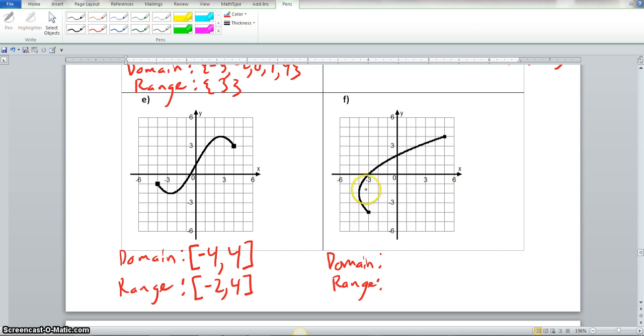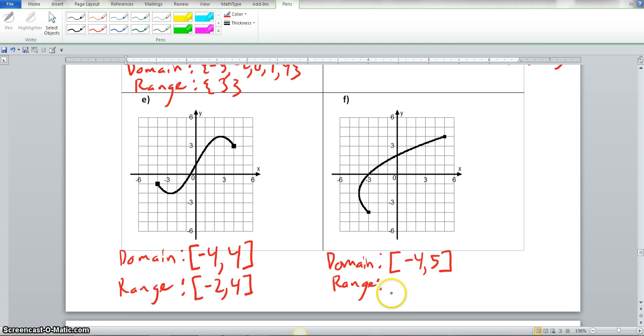Now, the first thing we look here is for our x value. The lowest x value is here, which is -4. And the highest x value would be 5. And they're included. So it'll be -4, 5. And this will be in a bracket.